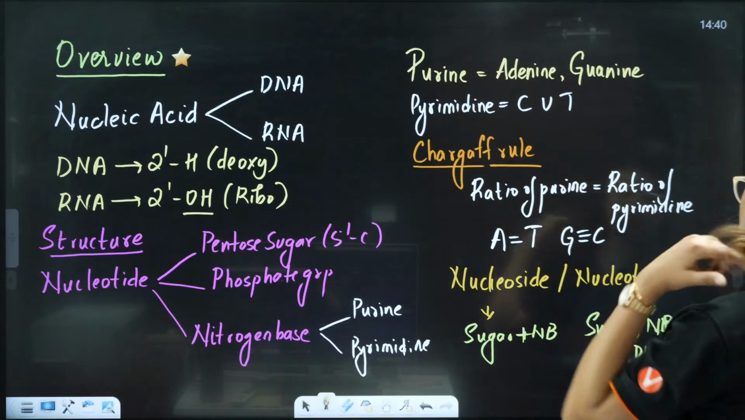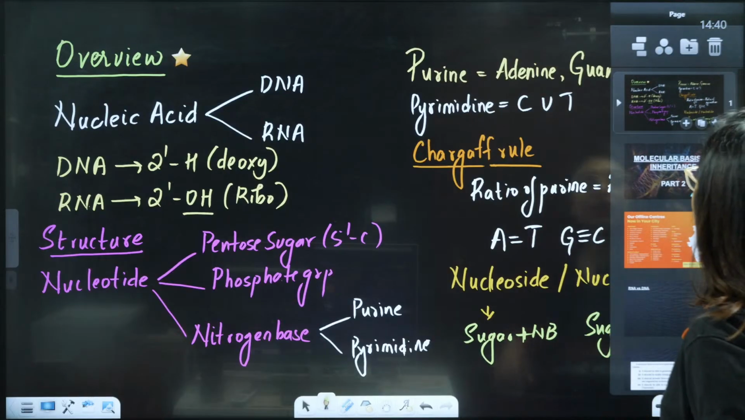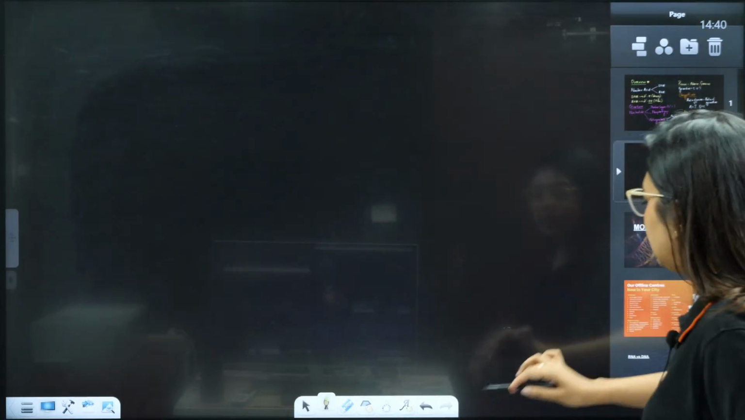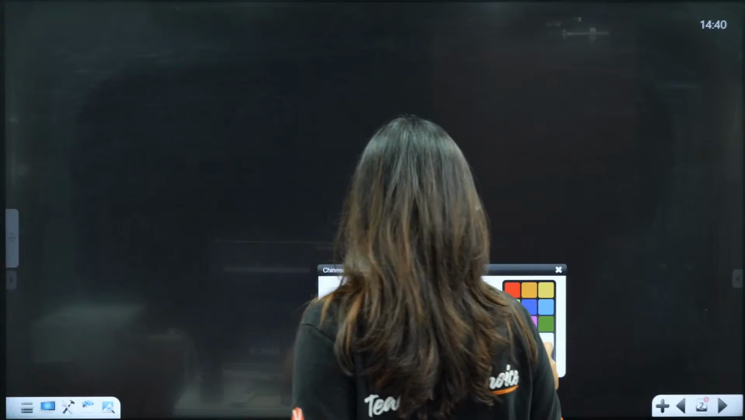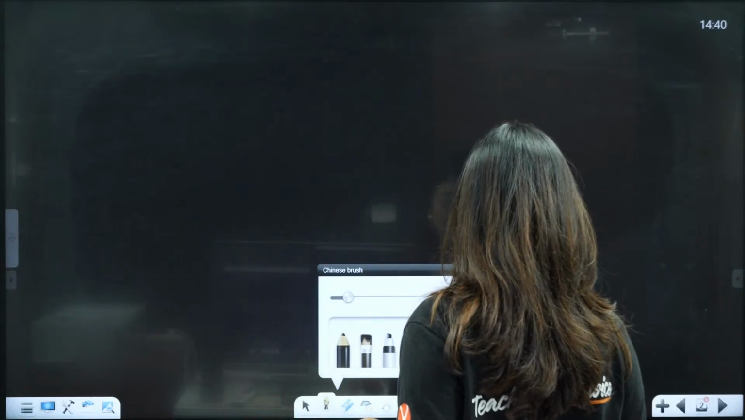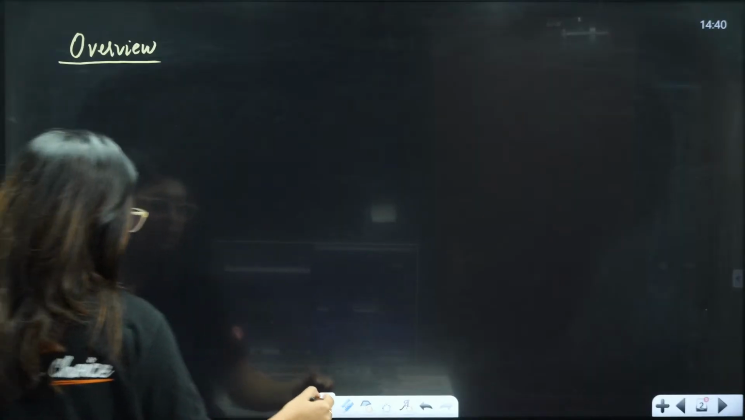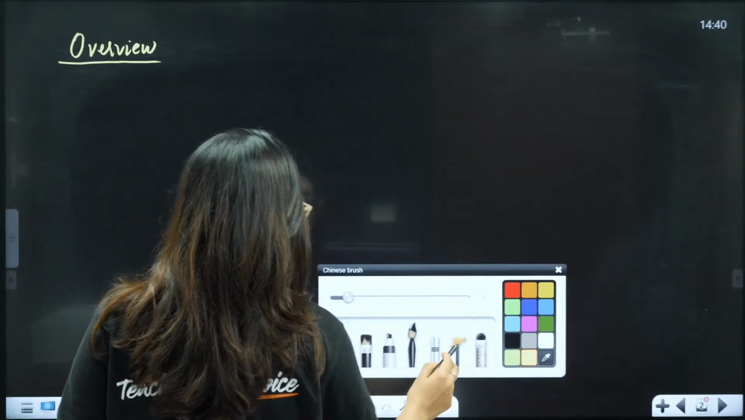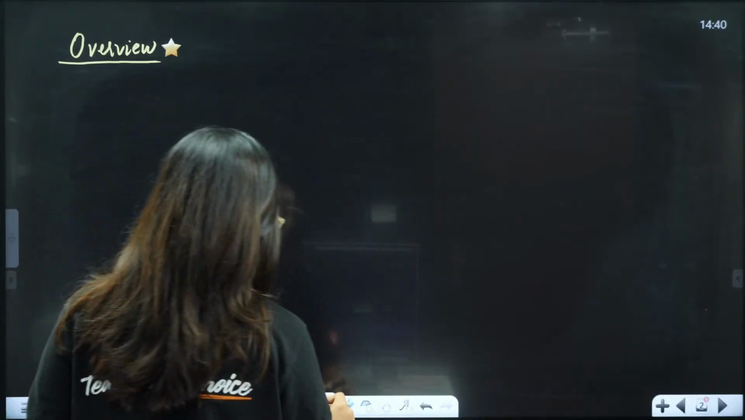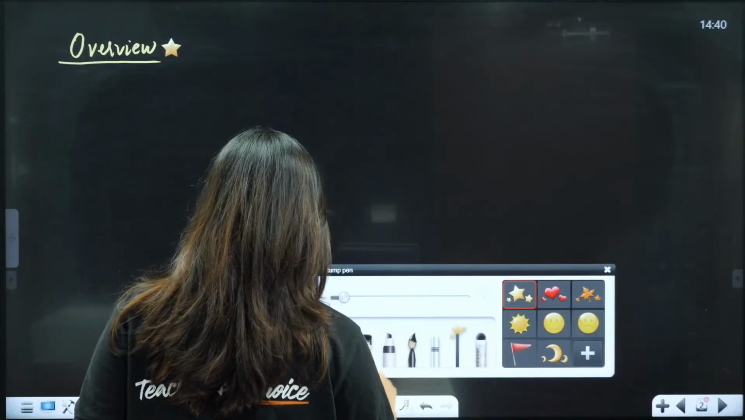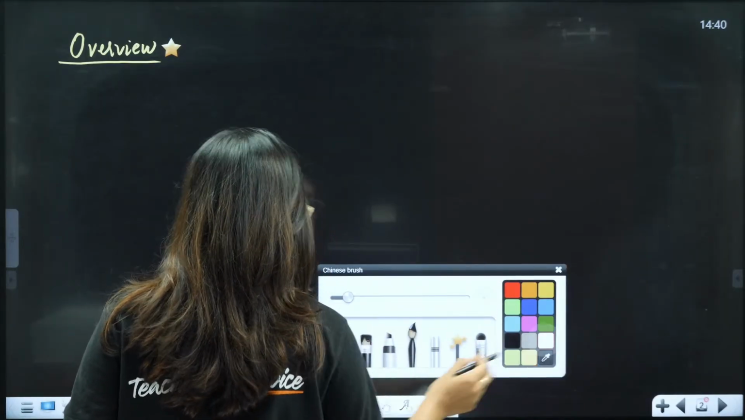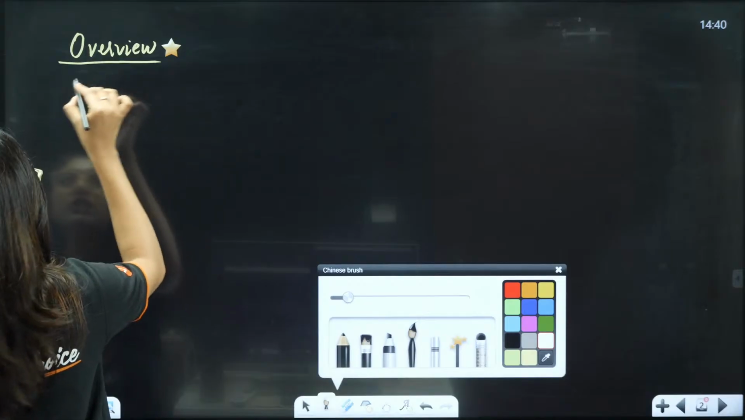Other than this, we also studied about the experiments as well. So, do you want me to write that as well? This overview will help you revise, and if you're a student who has missed the first class, these notes are going to come very handy for you. So, we learned about nucleoside and nucleotide.